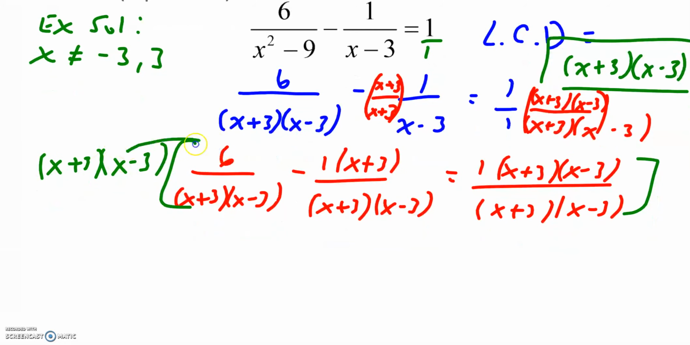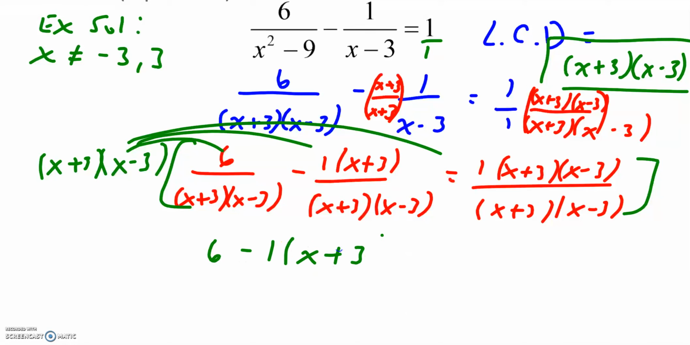If I distributed that into every single term, all of these denominators would cross out. So I'd be left with what is just in the numerator: 6 minus 1 times (x plus 3). Notice that I have parentheses around the x plus 3 because when you're subtracting, you're really distributing a negative 1, which applies to both numbers. Equals, I don't technically need the 1 here, so I'm just going to write (x plus 3)(x minus 3).